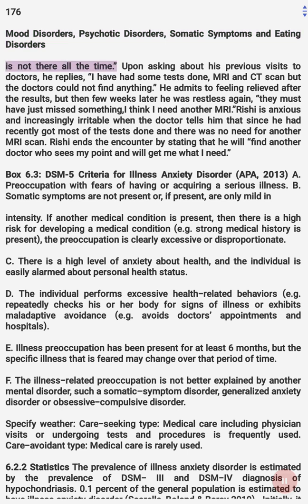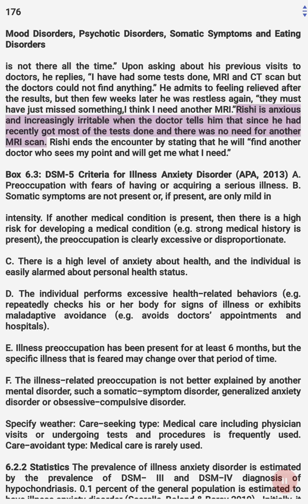is not there all the time. Upon asking about his previous visits to doctors, he replies, "I have had some tests done, MRI and CT scan, but the doctors could not find anything." He admits to feeling relieved after the results, but then a few weeks later he was restless again. "They must have just missed something, I think I need another MRI."